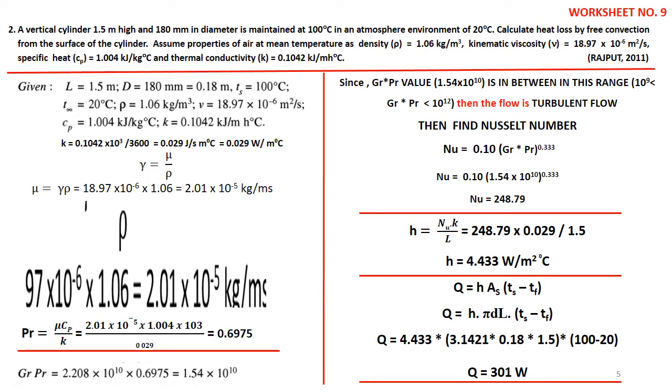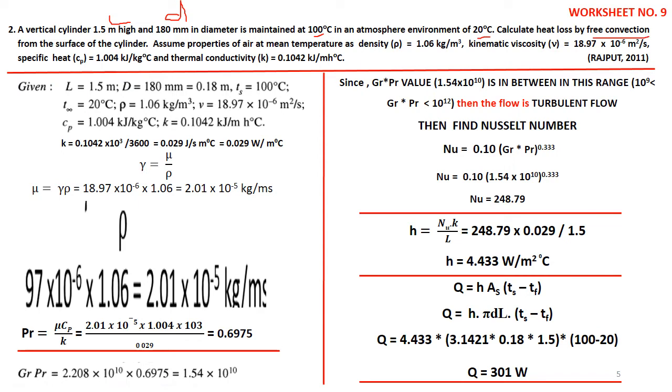A vertical cylinder 1.5 meter high and 180 millimeter in diameter is maintained at 100 degrees Celsius in an atmospheric environment of 20 degrees Celsius. So here two temperatures are given. Okay, height L is given. Diameter is given. Calculate the heat loss by free convection. So the question is straightforward. So free convection from the surface of the cylinder.